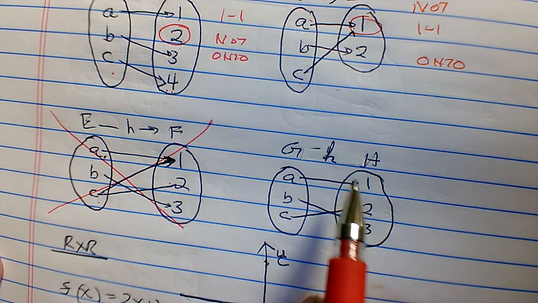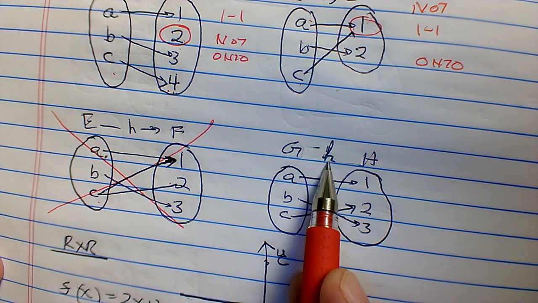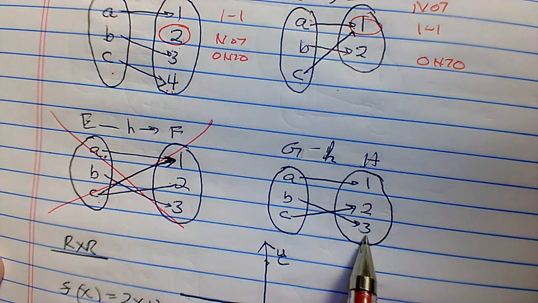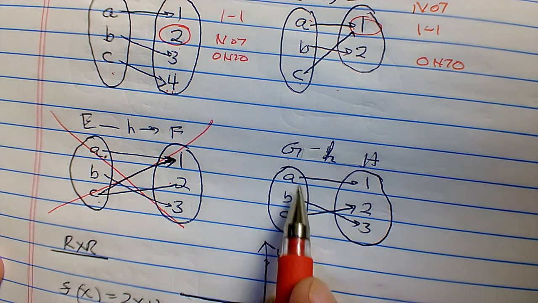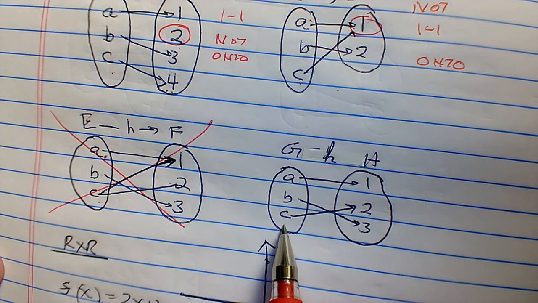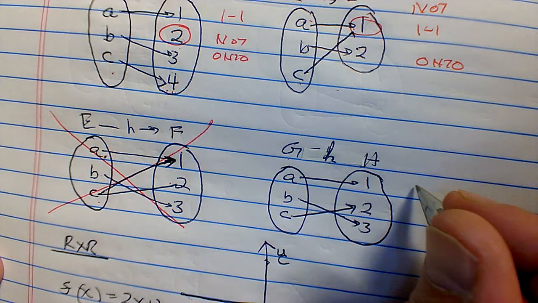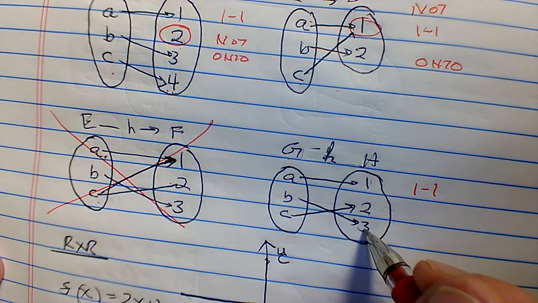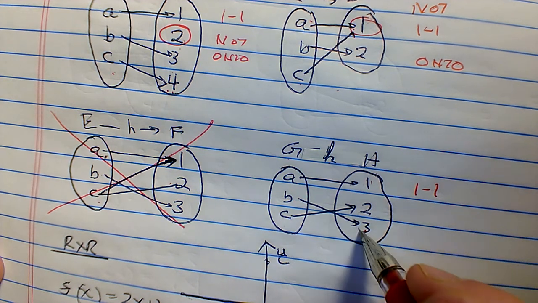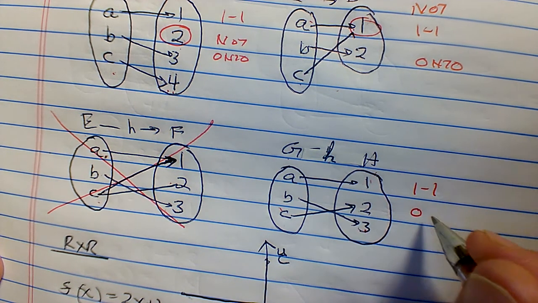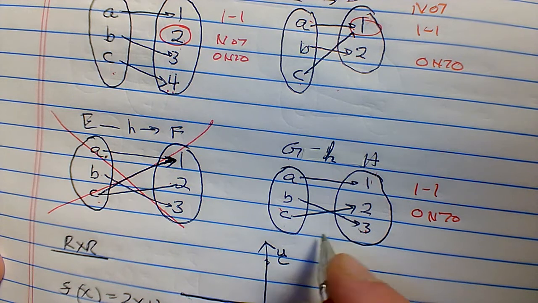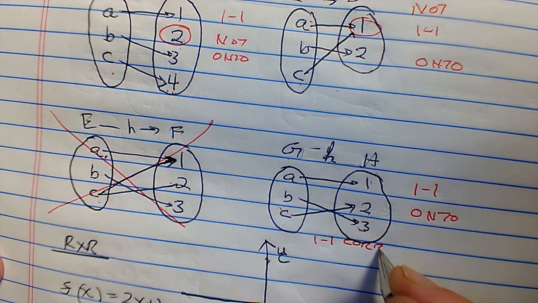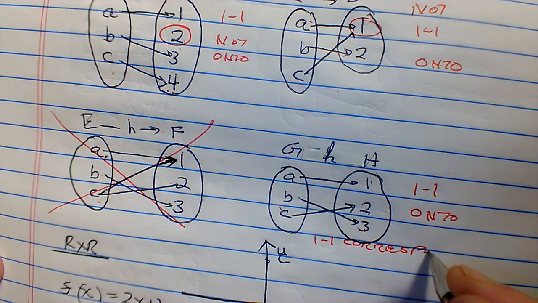Here I have a function k going from G to H. A maps to 1, B maps to 3, C maps to 2. Every element here in the domain maps to something different in the codomain, so it's one-to-one. Every element here in the codomain is the image of something in the domain, so it's also onto. So this one has the very important property of being a one-to-one correspondence.